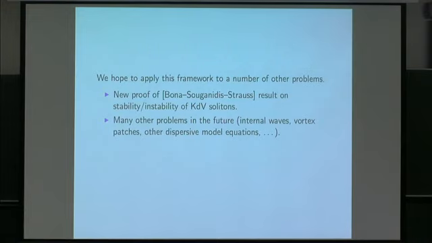So one thing which comes out almost for free is that Bona, Souganidis, and Strauss had a very nice paper where they prove stability or instability of KdV solitons, and they don't use the Grillakis, Shatah, Strauss framework. They get around the fact that you have J equals d/dx by using another conserved quantity, which is the mass. So we can do it directly through this framework now because we don't need to worry about the surjectivity of J. So it's not a new result, but it's a new proof.